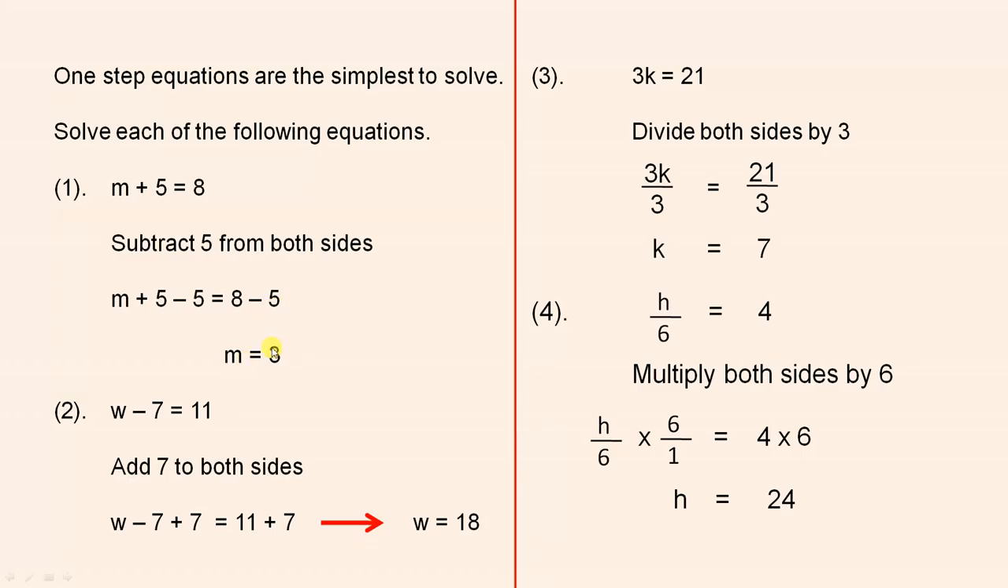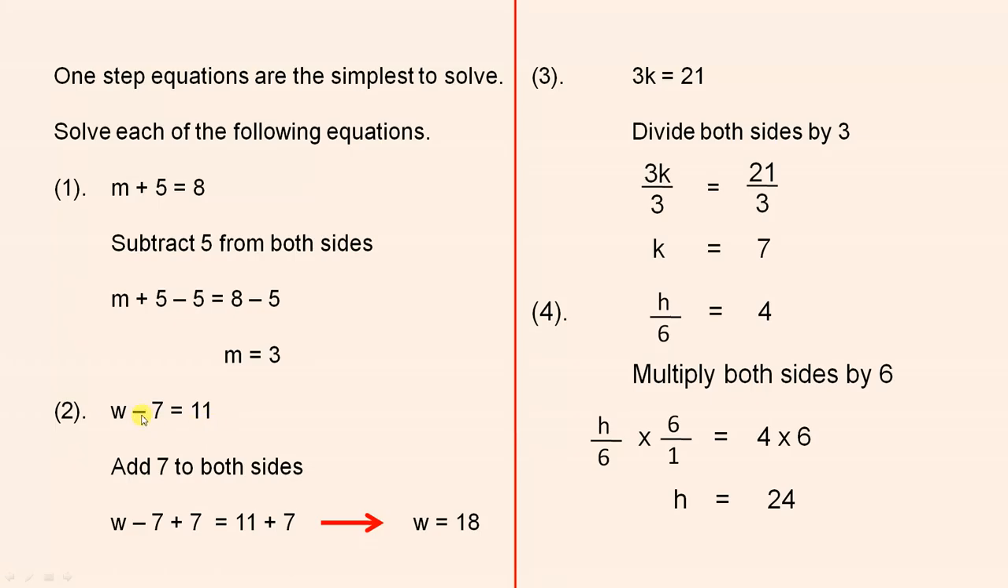The reason this is called a one-step equation is this is the only operation we do. We subtract 5 from both sides. No other operation is required. So it's one step. Number 2, w minus 7 equals 11.